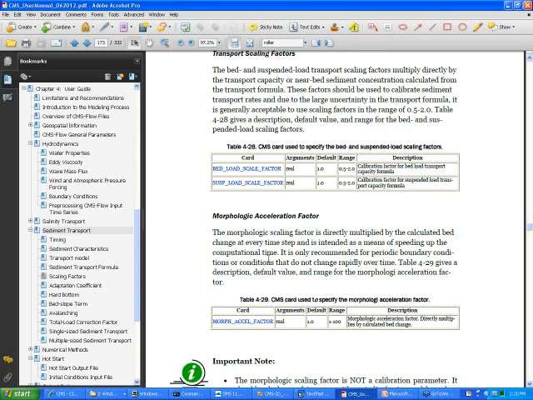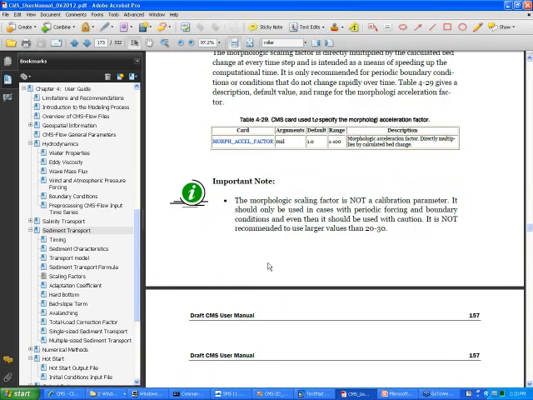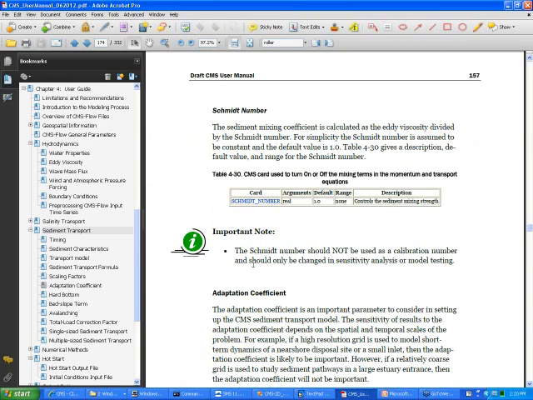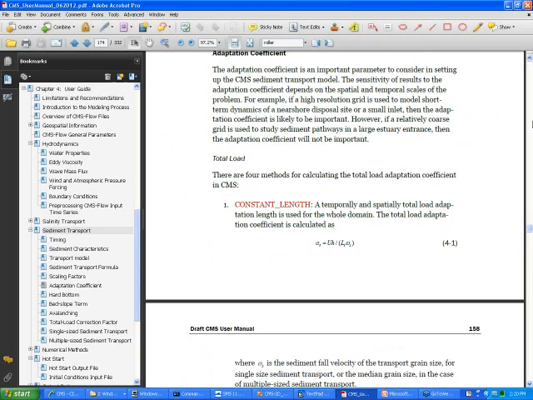Morphologic acceleration factor, that's the card that you use to specify that. And then I mentioned the Schmidt number earlier. Adaptation length, there's a lot of stuff for that. I see there's some questions. Let me go ahead and take those now.